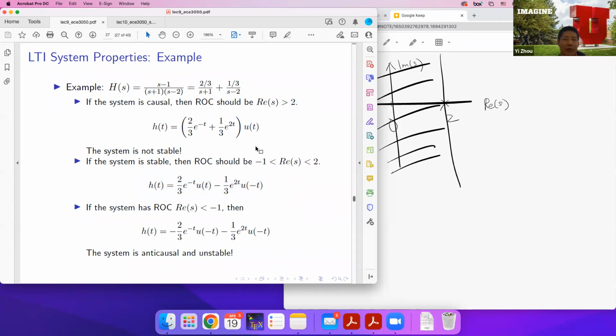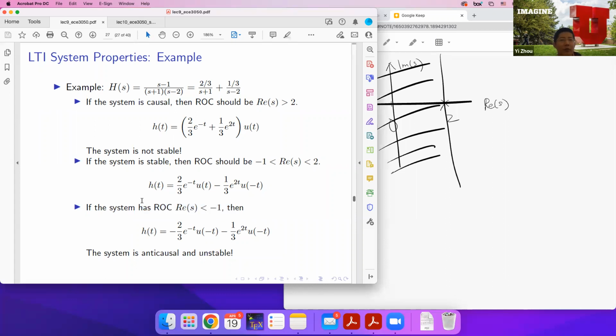So now we have discussed these 2 cases of the ROCs. One is to the right of 2, one is between -1 and 2. And the last case is to the left of -1. If for this system the corresponding ROC is to the left of -1, then we can see that it is neither a causal nor a stable system, because it violates both criteria.